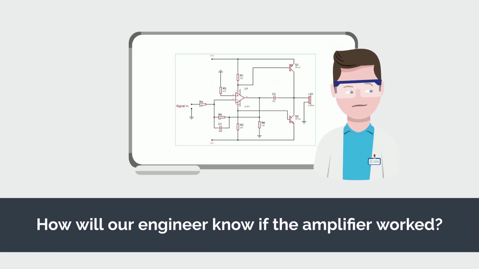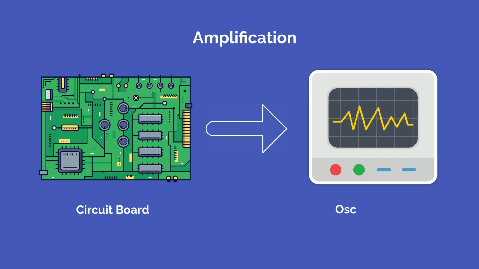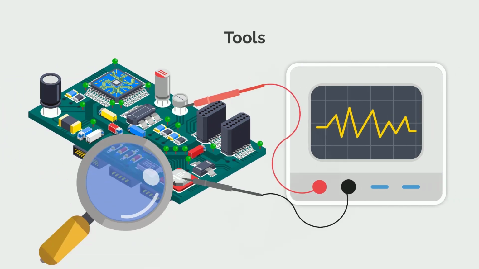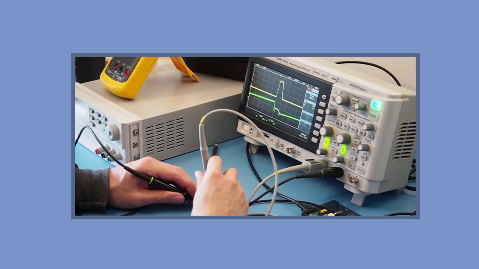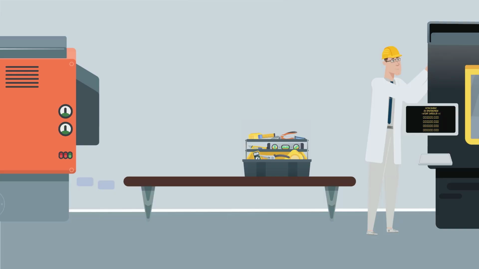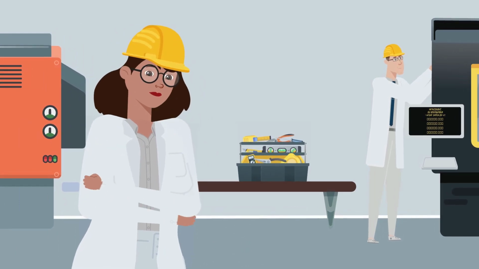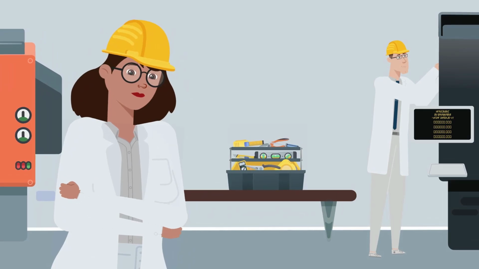But how will our engineer know if the amplifier worked? They can view this amplification by connecting the board to a different lab tool known as an oscilloscope. This is a key piece of equipment in any EE lab setup that allows the engineer to see what is actually going on in the circuit, allowing them to see if the amplifier worked or not. There are tons of other pieces of lab equipment that electrical engineers must know about to test electrical designs. But we'll save that discussion for another day.